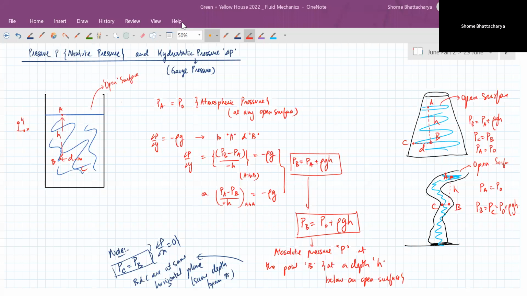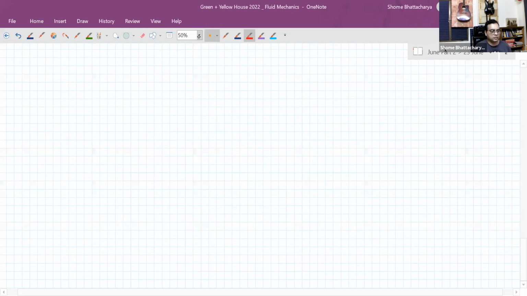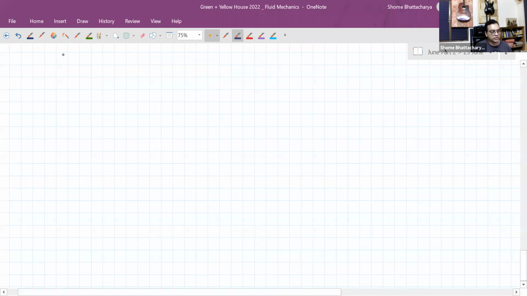Okay, so now let's see a simple calculation type question based on this. Now we have to discuss gauge pressure. So we saw that the pressure at that point B in the above examples was P naught plus rho g h. So this was the absolute pressure at the point B.